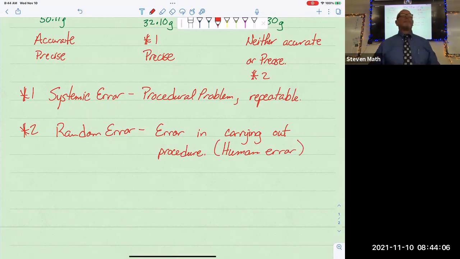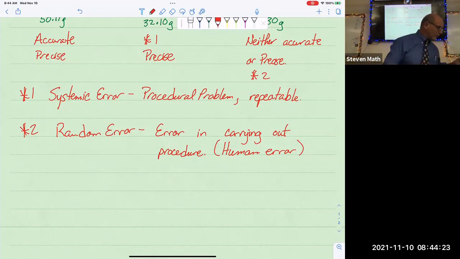Other things that could be random error: I massed out the right stuff, but I spilled it. That's like the classic AP question. You know, a student performs a lab experiment, spills some of their stuff after they massed it. What would you expect this to do to their results?